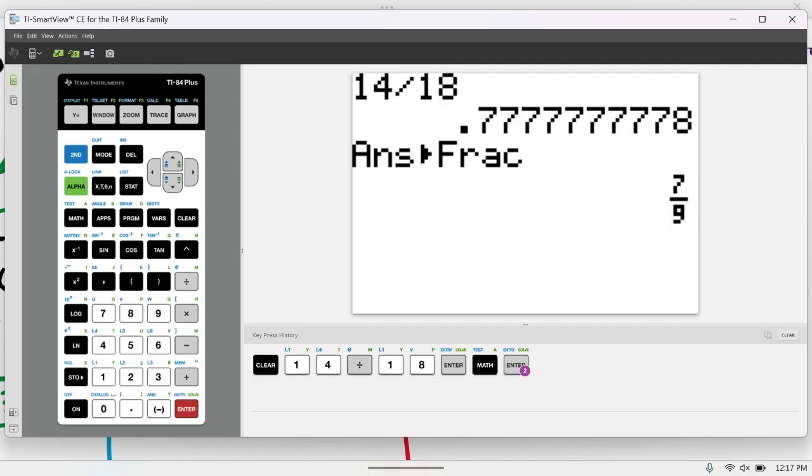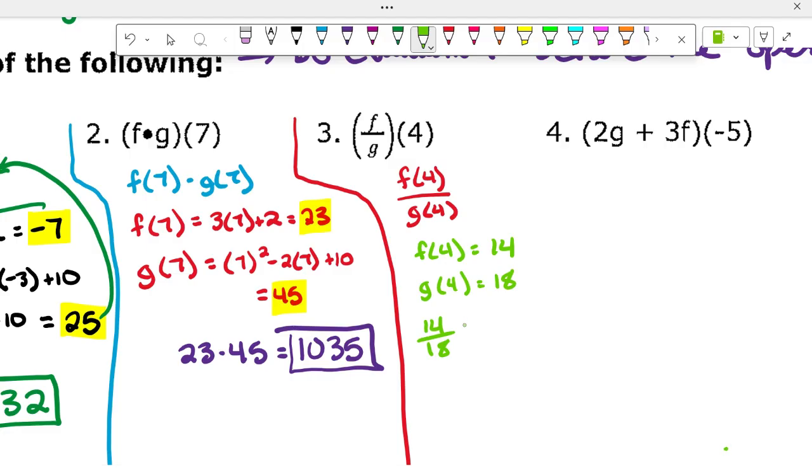So if I ever say that I want it as a fraction and you get a decimal and you don't know how to convert it, that's how you can convert it. Put it in your calculator, hit math, enter, enter. There you go. So this would be 7/9.